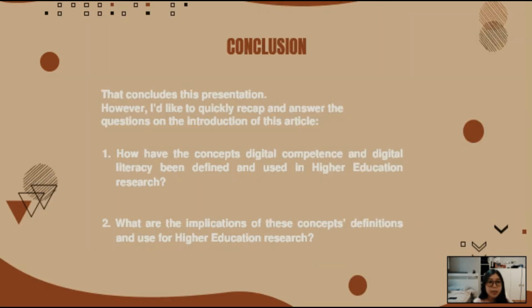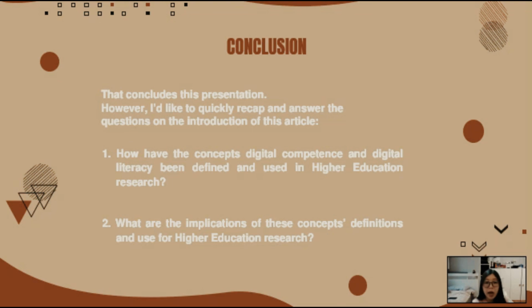That concludes this presentation. However, I would like to quickly recap and answer the question in the introduction of this article. First, how have the concept digital competence and digital literacy been defined and used in higher education research? From all those definitions by researchers, higher education needs to pay more attention to the origin of definition of addressing digital literacy or digital competence.